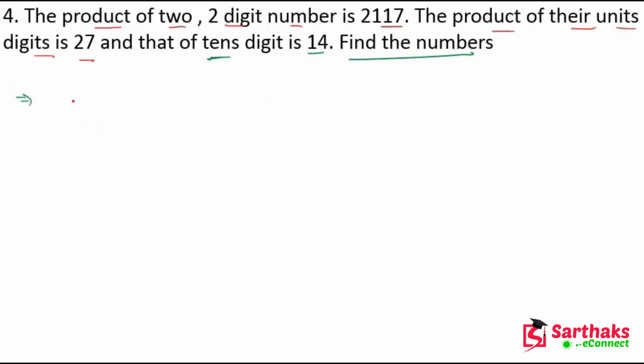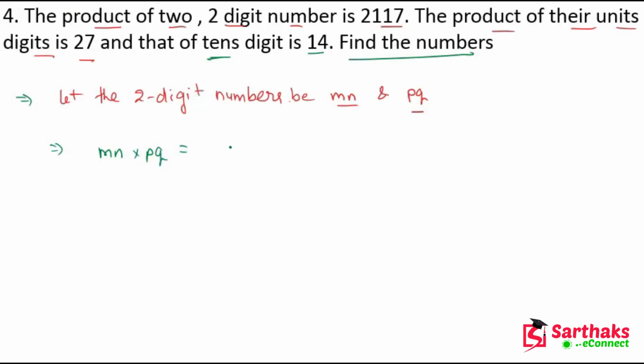Now again, let's suppose the two digit numbers be mn and pq. So these are the two digit numbers. Got it? Now here mn into pq should always be equal to 2117. So we have to find mn and pq.